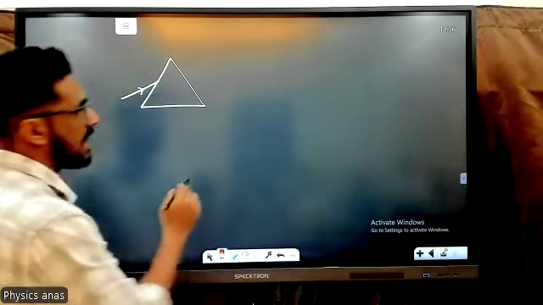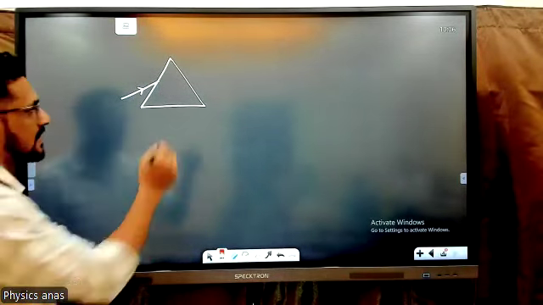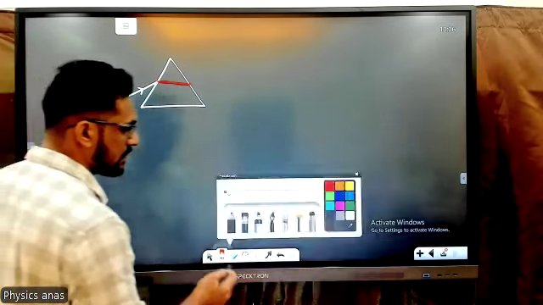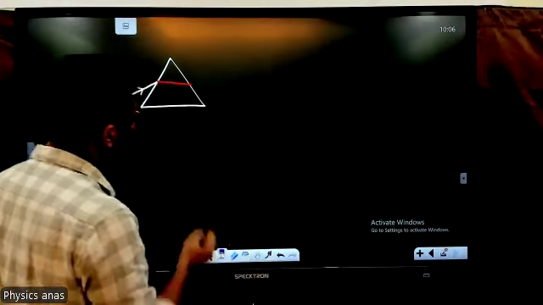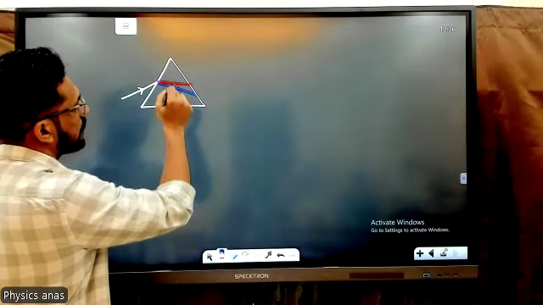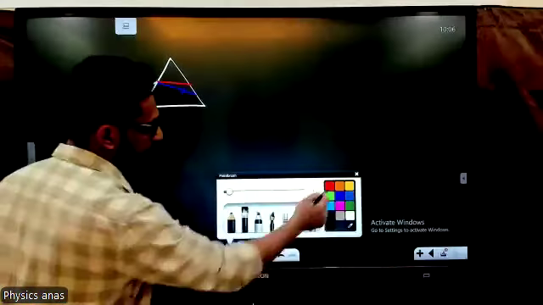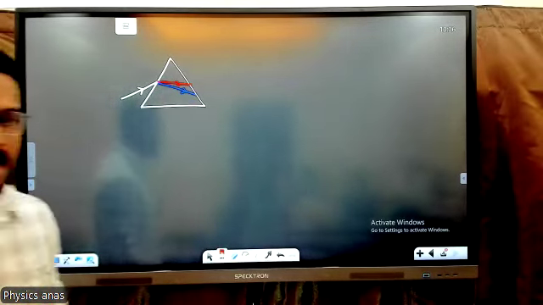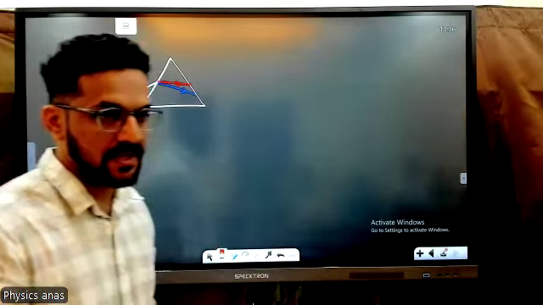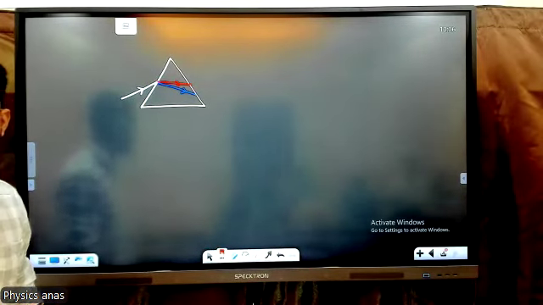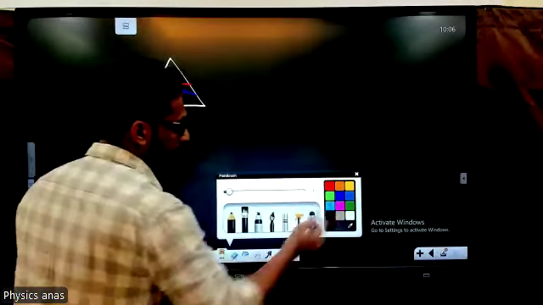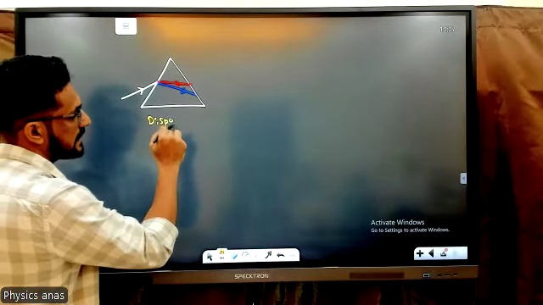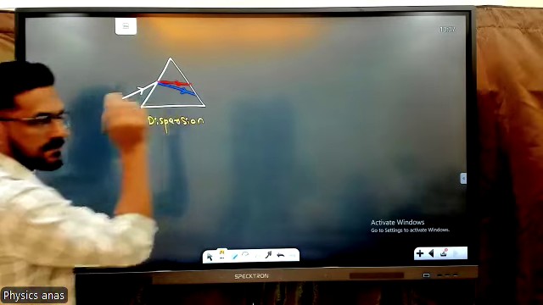And what happens to the red? Red will be on the top. And what about the violet? Violet will be on the bottom. Red has the least deviation, while violet has the most deviation. This is my prism one. What happens at this prism? Dispersion is happening at this prism.